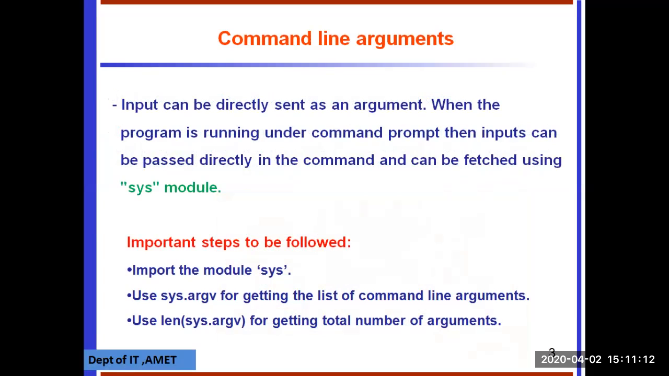To write a command line argument program, the steps to be followed are: first, import the sys module. Then, to find how many arguments we are passing, sys.argv, the argument vector, stores the arguments we passed, and we find its length using len(sys.argv). That gives the number of arguments.